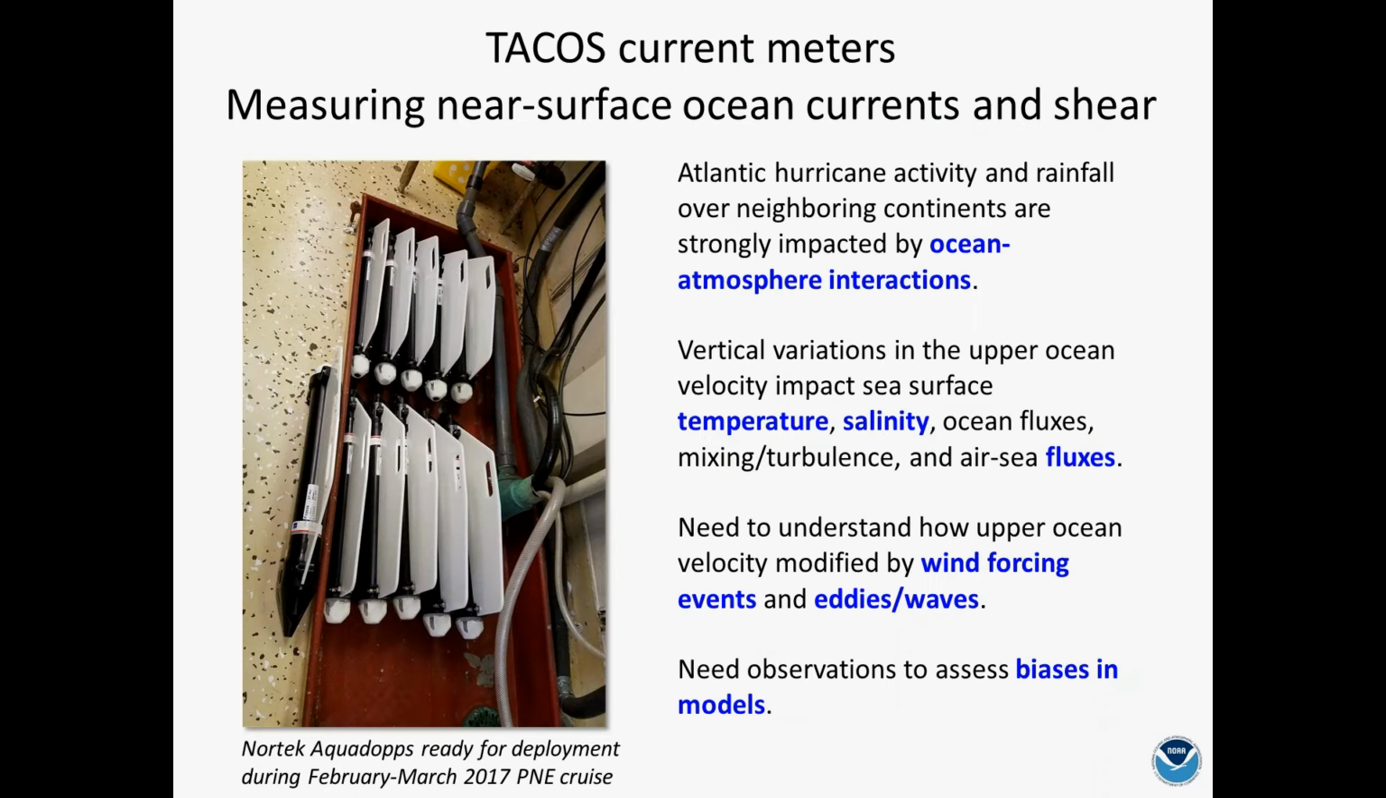And I should say that if it's not obvious, that's what the aqueducts look like when they were getting ready to be deployed during the February-March P&E cruise.